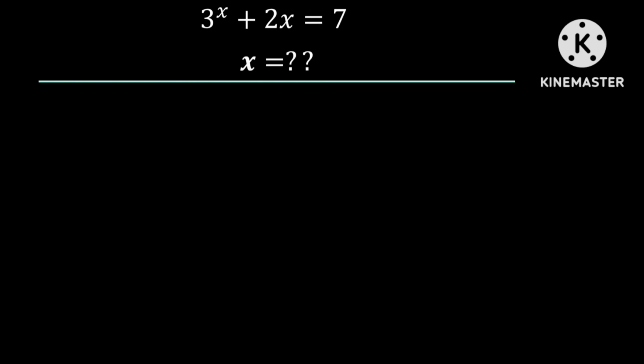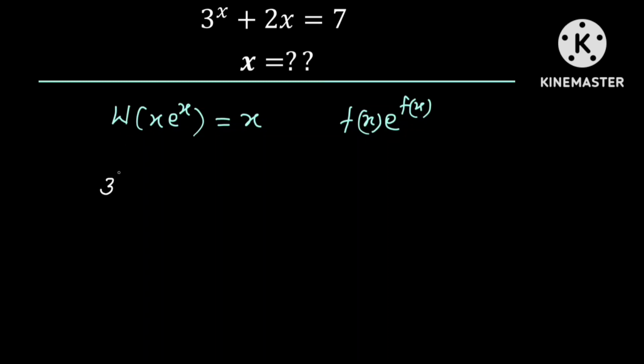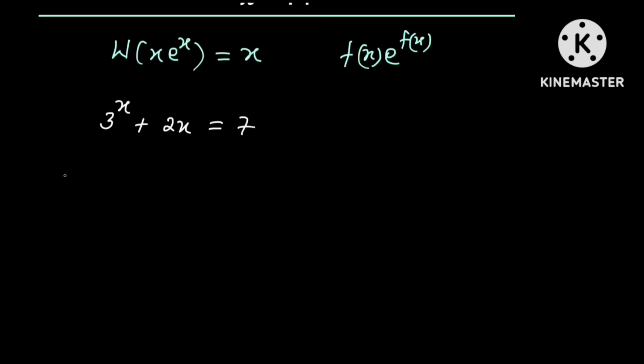In that presentation, we saw that W of x e to the x is just equal to x, where W is the Lambert function. And so in solving this question, we are going to rearrange the left hand side to take the form f of x times e to the power f of x, so as to apply this property. We are given that 3 raised to the power x plus 2x is equal to 7. And this implies that 3 raised to the power x is equal to 7 minus 2x.